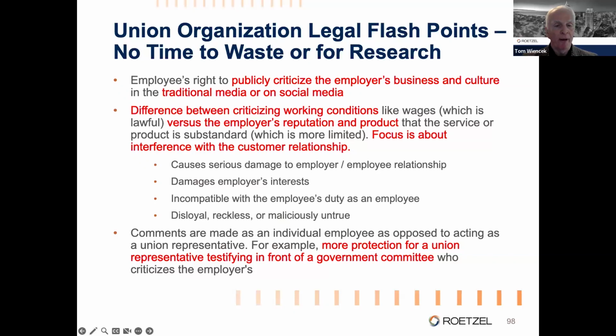And these four bullet points are what are used to determine whether or not the union or the employees have crossed the line: whether it causes serious damage to the employer-employee relationship, it damages the employer's interests, it's incompatible with the employee's duty as an employee, or it's disloyal, reckless, or maliciously untrue. Those are the standards that you can apply when somebody's taking you on on social media.